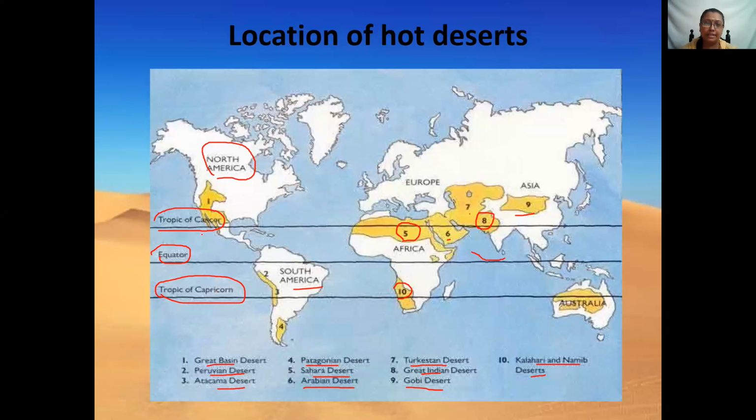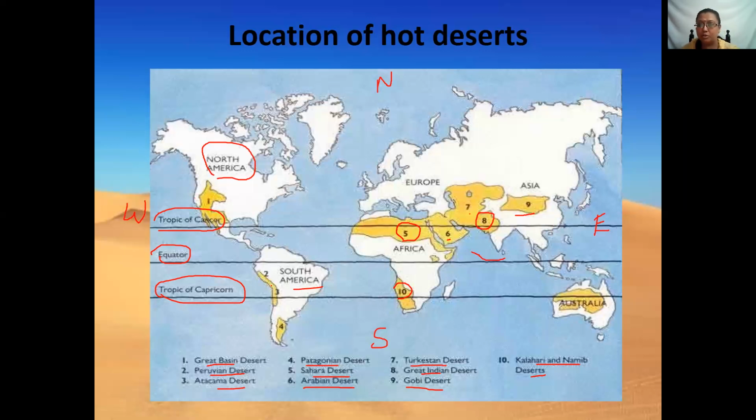Okay. And next, the second point is, now if you look at the location of these deserts, you can very clearly see they're located on the western side of any continent. So this is north, this is south, this is east, and this is west. Okay. Now take this first desert, Great Basin Desert in North America. In which direction, which part of the continent is it located? It is on the western side.